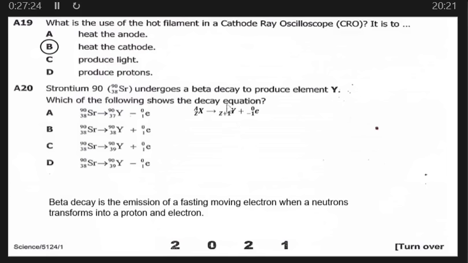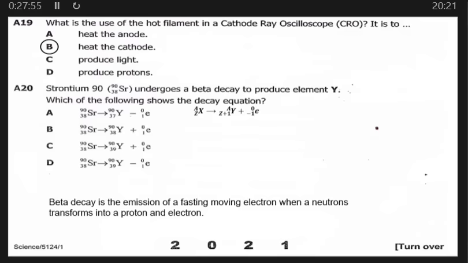So the mass number here, A and A, they're the same, whilst the atomic number for the daughter increases by 1. So this Z here increases by 1. And this is a beta particle, all right? A beta particle is the emission of a fast moving electron when a neutron transforms into a proton and an electron. So that is a beta particle.